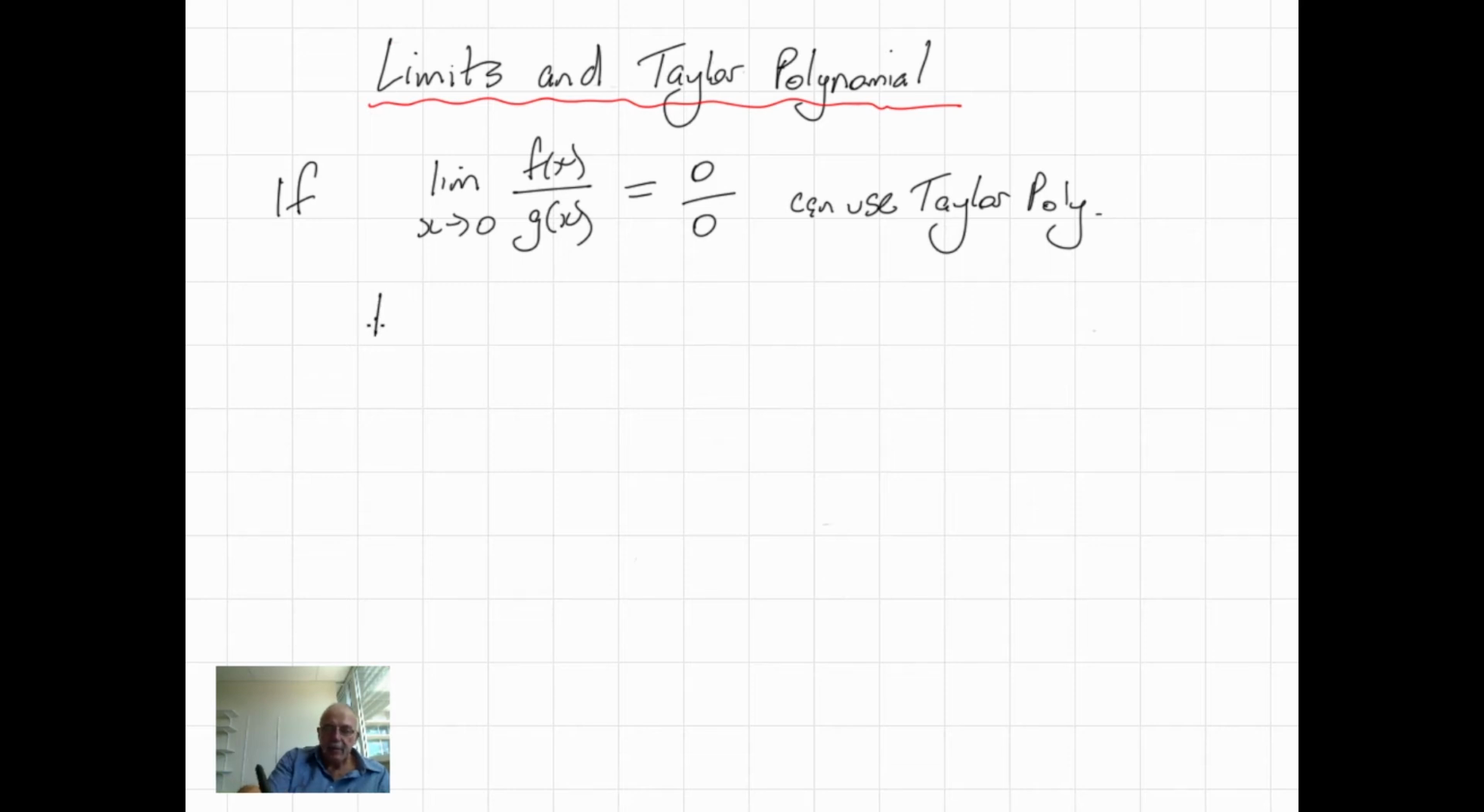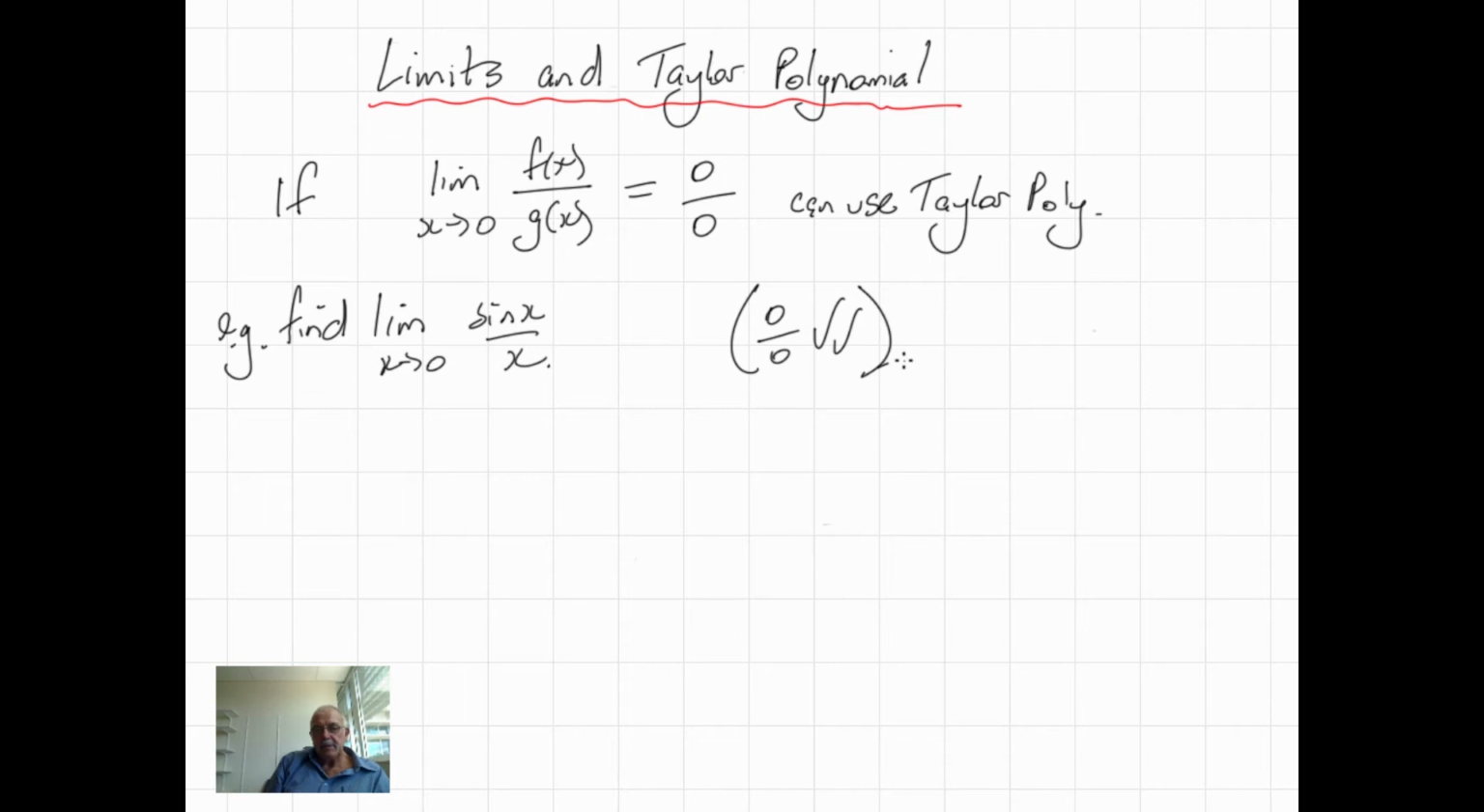So say we've got, for example, to find the limit as x approaches 0 of sine x over x. Now if we put x equals 0, sine of 0 is 0, and x is 0 there, so we get 0 over 0. So therefore this is indeed a case where we may be able to use Taylor's.